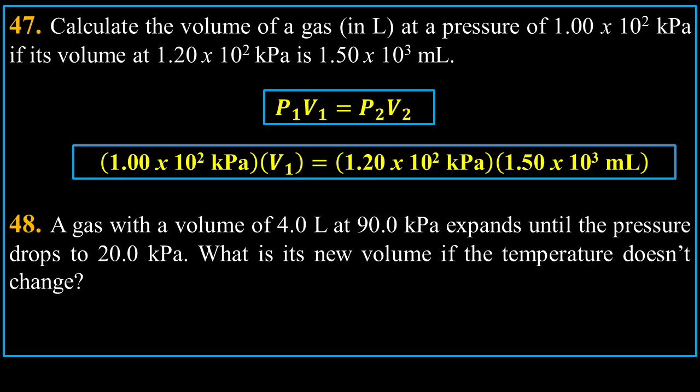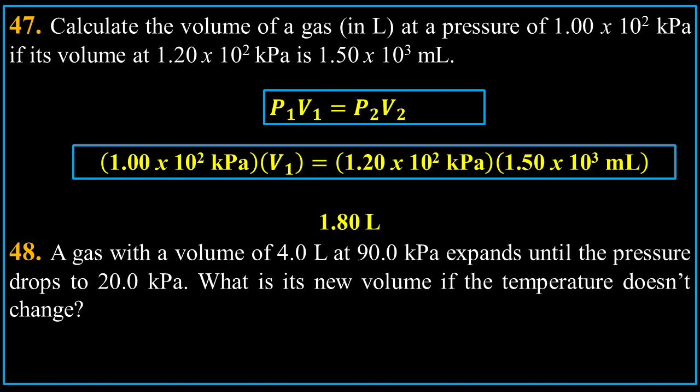So it's going to be Boyle's law. You're plugging in and you're solving for V1. So the right side of that equation is going to be divided by 1 times 10 to the second kilopascals, and that's going to be 1.8 liters. Now, the answer should make sense relative to the changes in pressure. That's what you have to ask yourself.